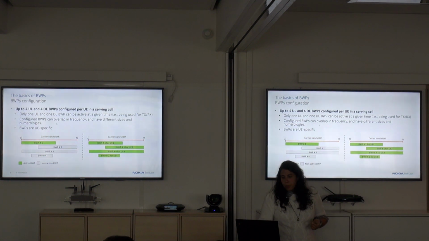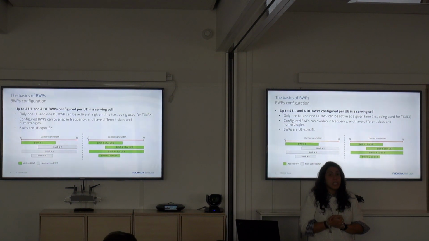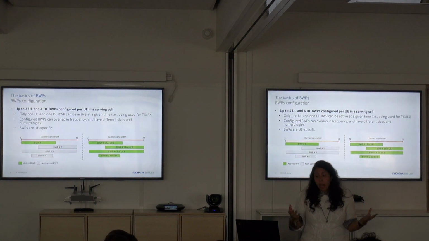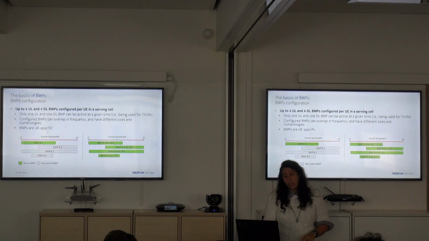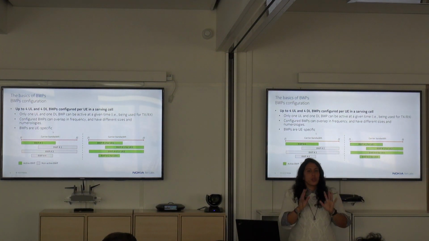And then, as I said before, the configured bandwidth pairs can overlap in frequency. Again, this won't create a conflict because only one of them will be active, so you can configure however you want in the spectrum or the network in this case. And they are UE specific again, so each user can have a completely different configuration of the 4 bandwidth pairs.